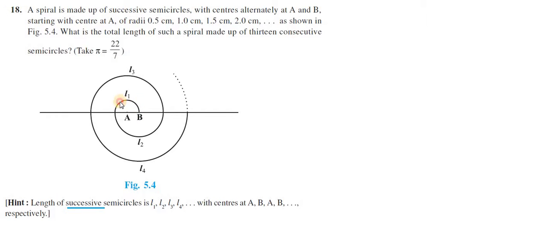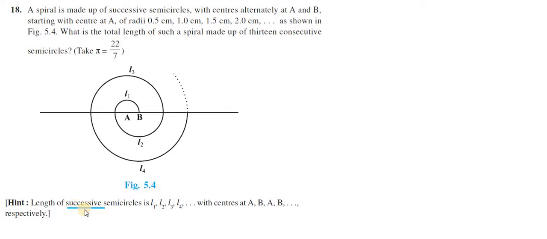So from here to here, this is the first circle, and next this is the second circle, and then next this is the third circle, semicircle, and next this is the fourth circle. Like this, it keeps on moving. So it is totally 13 semicircles they formed. Okay, so now they gave a hint here.